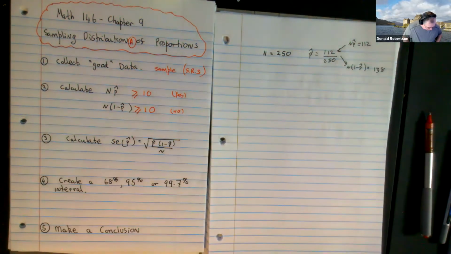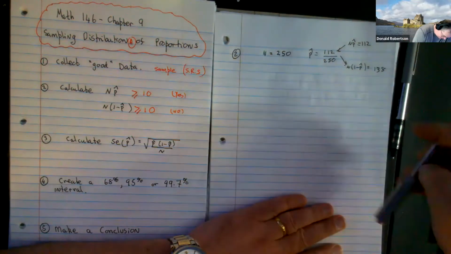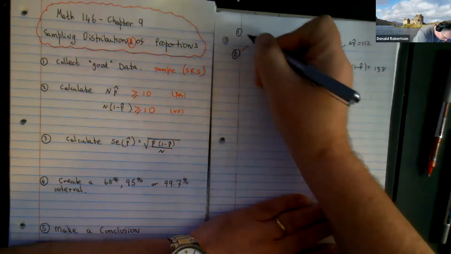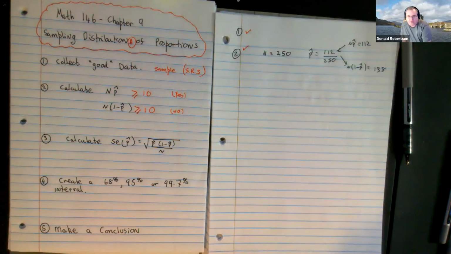138. So haven't we passed step 2? And we'll assume, number 1, that we got good data. So the 250 students we asked were a fair representation of all students at that school, right?